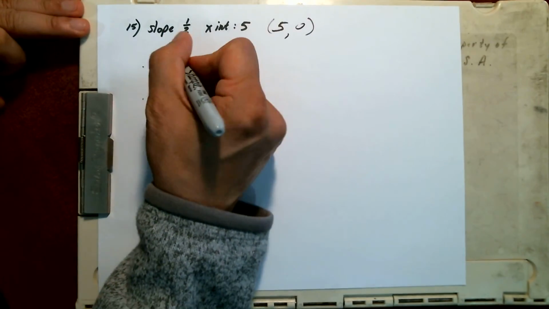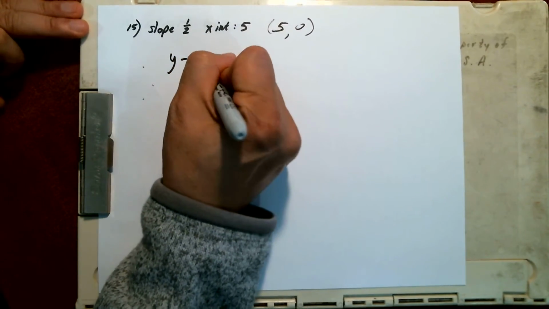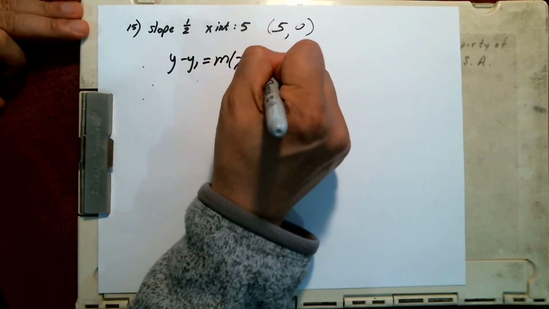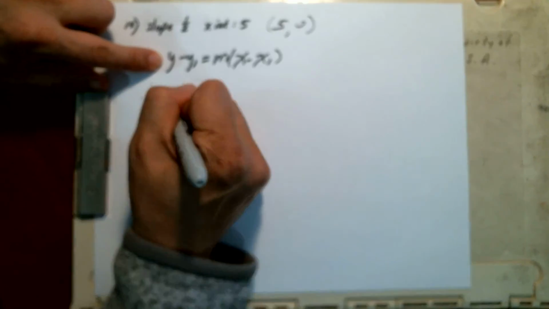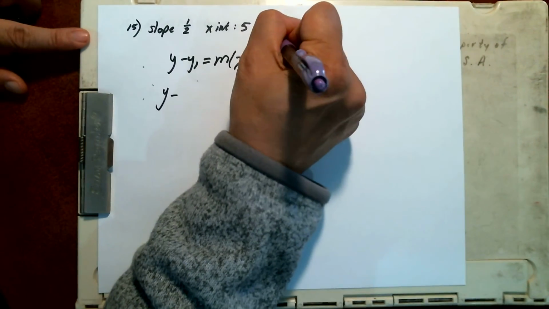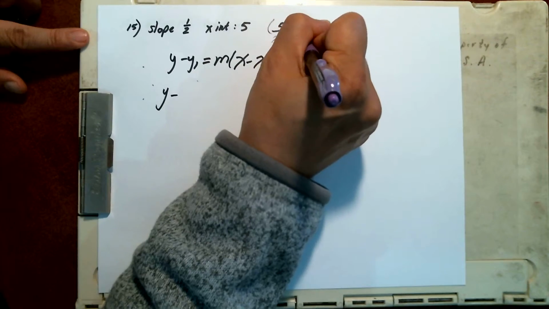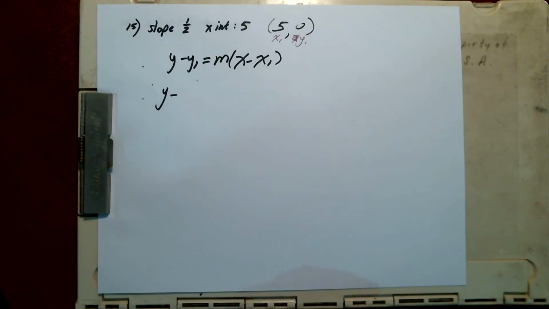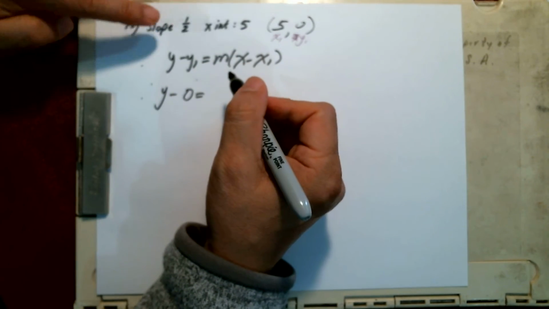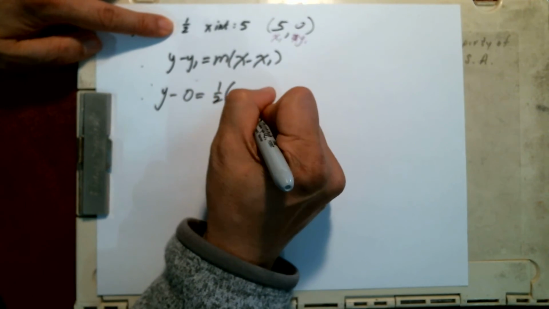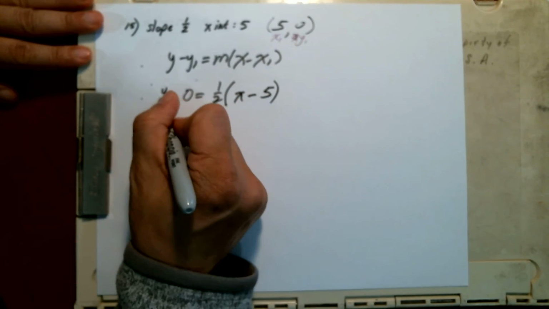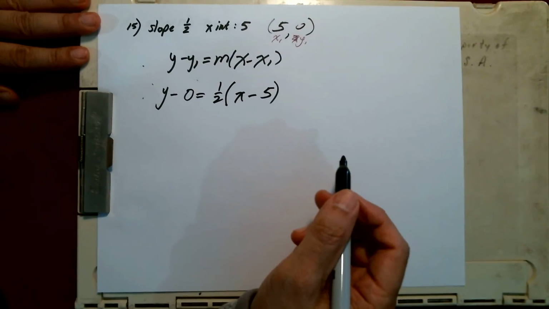So what's the equation? Y minus y1. You have a point and slope. X minus x1. Y minus y1. I'm gonna label it x1 and y1. So y minus y1 equals m, 1/2, times x minus x1, which is 5. So y minus 0 is just y. Okay.